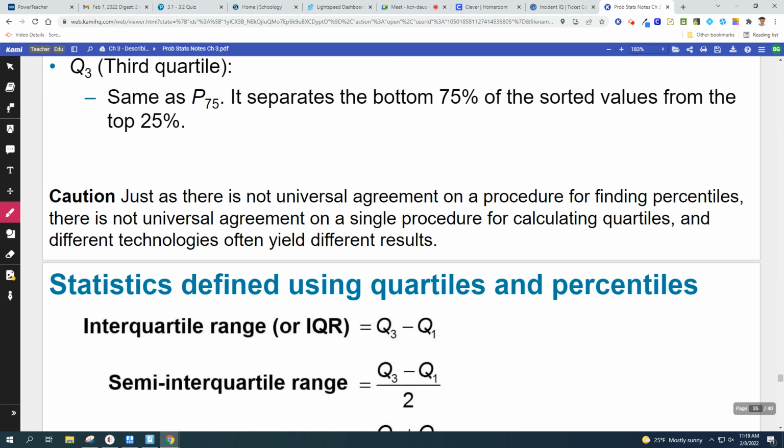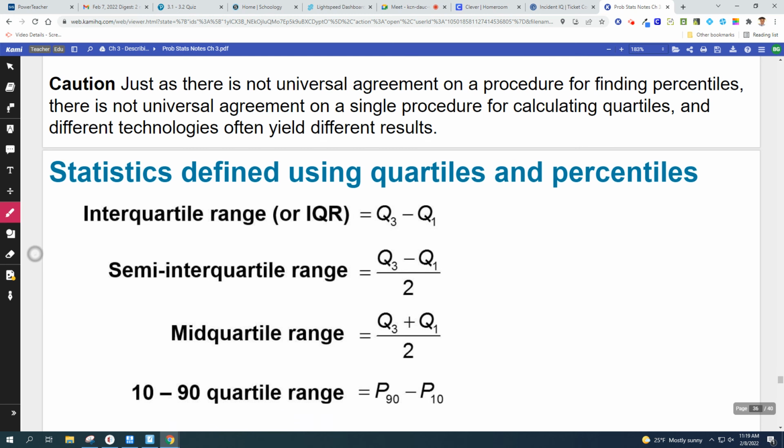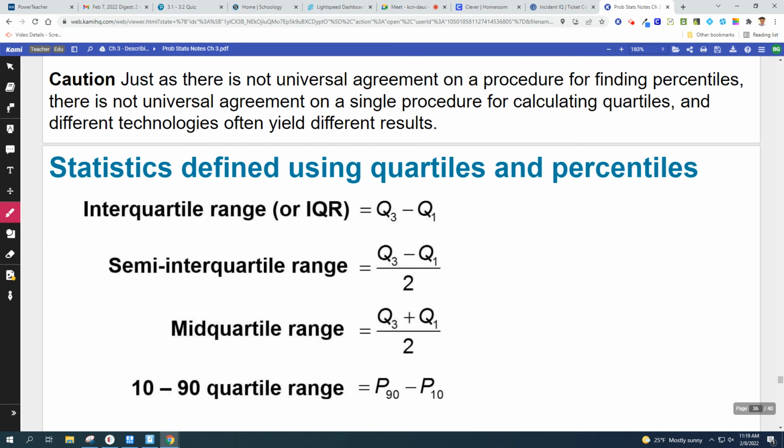Caution: just as there is not a universal agreement on procedure for finding percentiles, there's not universal agreement on a single procedure for calculating quartiles, and different technologies often yield different results. So that just means if you're using your TI or a computer program, your answers might vary slightly.